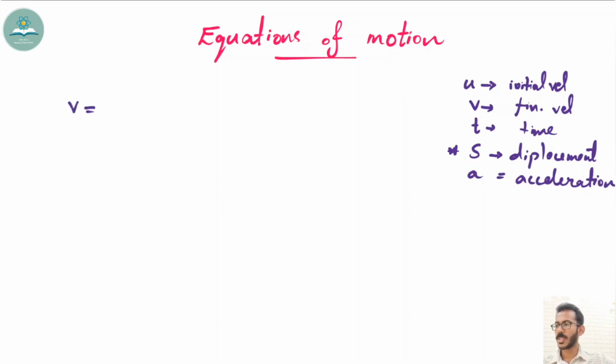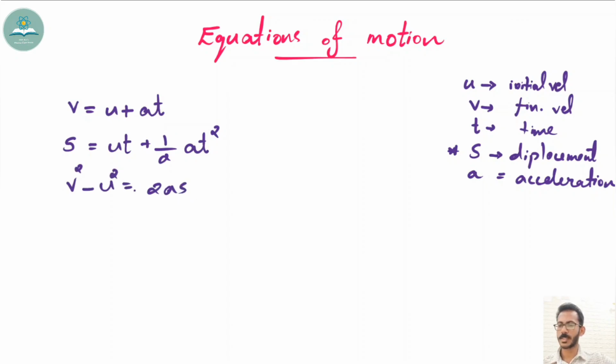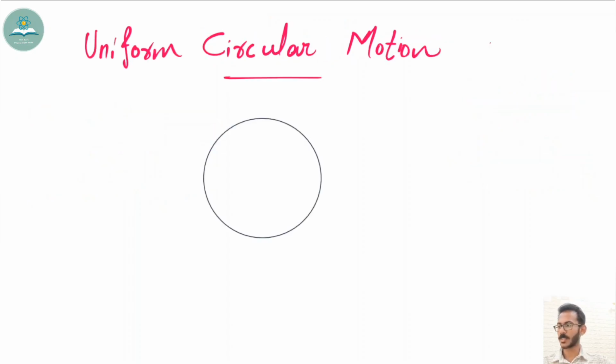First one is v = u + at. Next is s = ut + ½at². Next one is v² − u² = 2as. You can write it in different ways. You can just interchange it also, but basically this is the equation. v equals u plus at, s equals ut plus half at square, v square minus u square equals 2as. These equations are very much needed for us to move forward in this chapter and the upcoming chapters. So please be thorough with these equations.